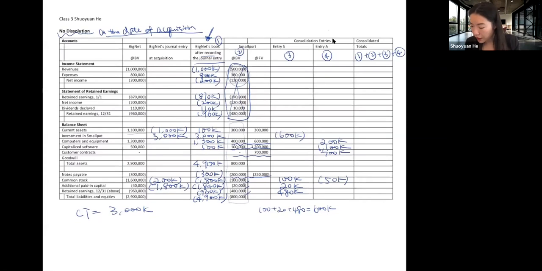The total net book value of small parts is 2.55 million. So the difference here is 450,000. And out of this 450,000, part of it is due to the difference between fair and book value of small parts' net identifiable asset and liability.